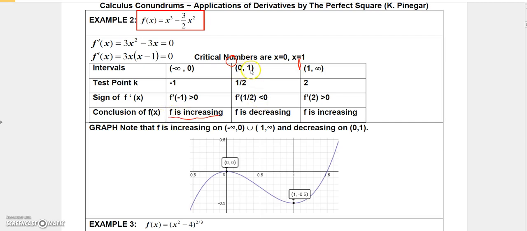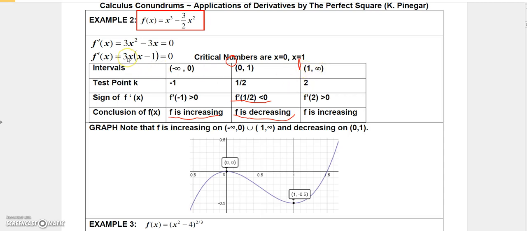Pick a number between 0 and 1 like a half. 3 times a half is positive, and a half minus 1 is negative. So you have a positive times a negative, which is negative. So the derivative is negative on that interval, and therefore the function must be decreasing on the interval 0 to 1. And then pick a number greater than 1, like 2.